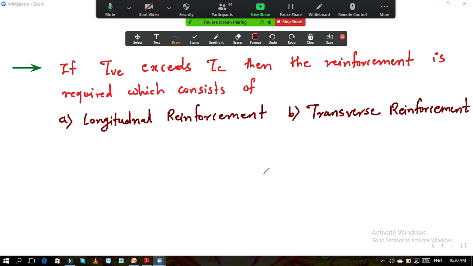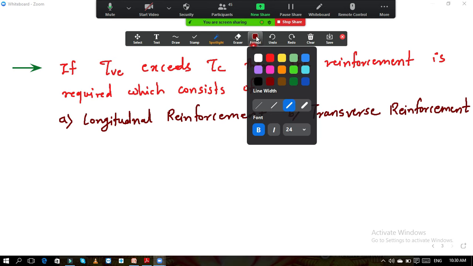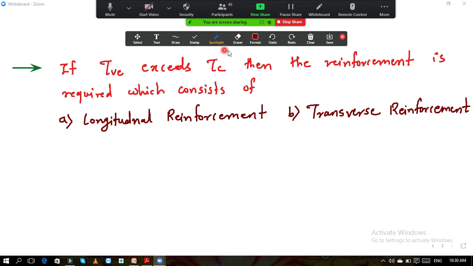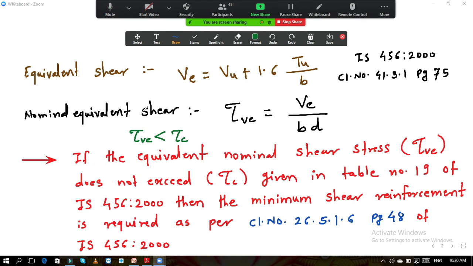Okay, so now see what they have given. If tau v exceeds tau c, what does this condition talk about here? The condition is that your tau VE is greater than tau C. In the previous condition, your tau VE is less than tau C. Here we have considered tau VE less than tau C, and if this is the condition, then you should go by the clause given over there.